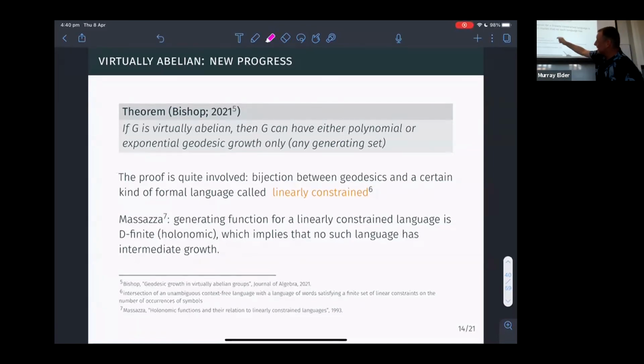And then Masaza proved that the generating function, counting the number of words in such a language, has to be what's called D-finite. So we're off into numerical combinatorics world, or analytic combinatorics. And D-finite functions can't have intermediate growth. So it's a really roundabout way to prove it, because going directly, weird things can happen in abelian groups. So that's a cool result, and it's involved.